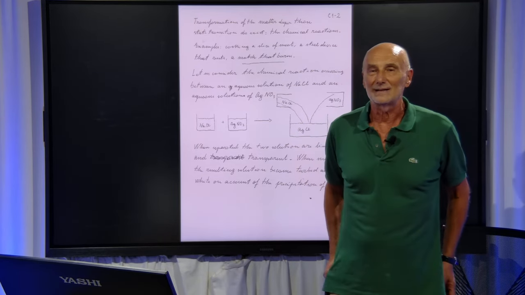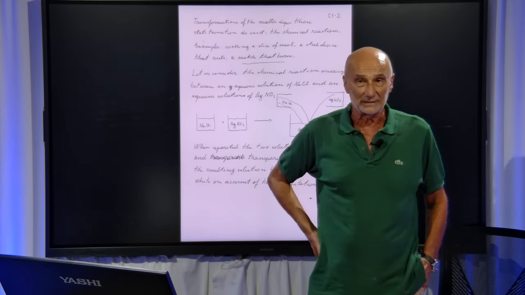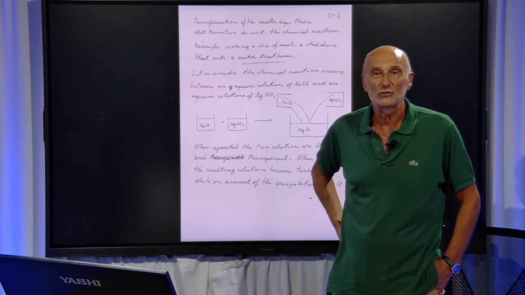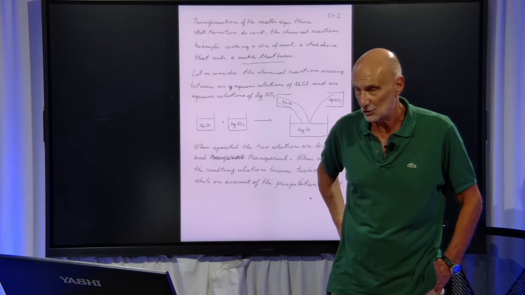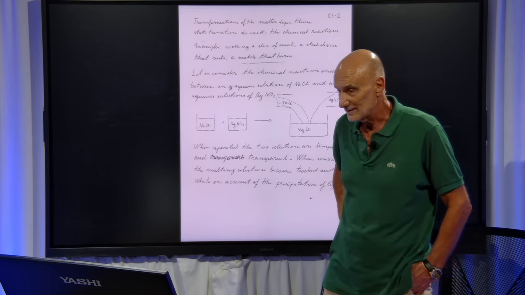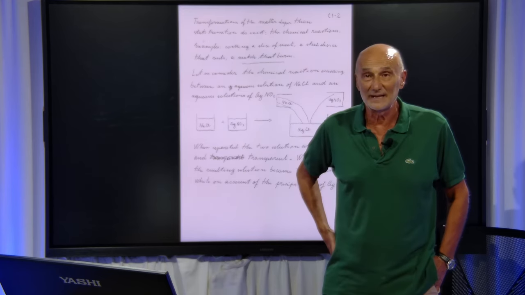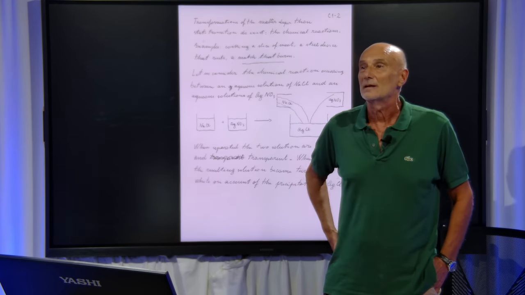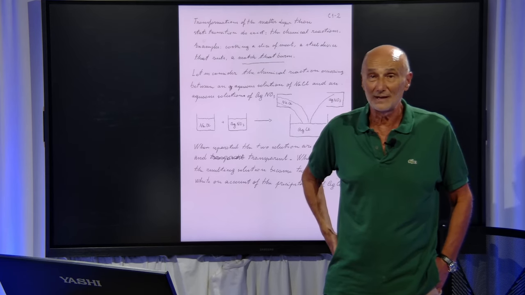However, there are transformations of matter that are deeper than the state transition, and these are chemical reactions. Let's give some examples of chemical reactions. As an example, when you cook a slice of meat, a series of chemical reactions occurs in the meat.